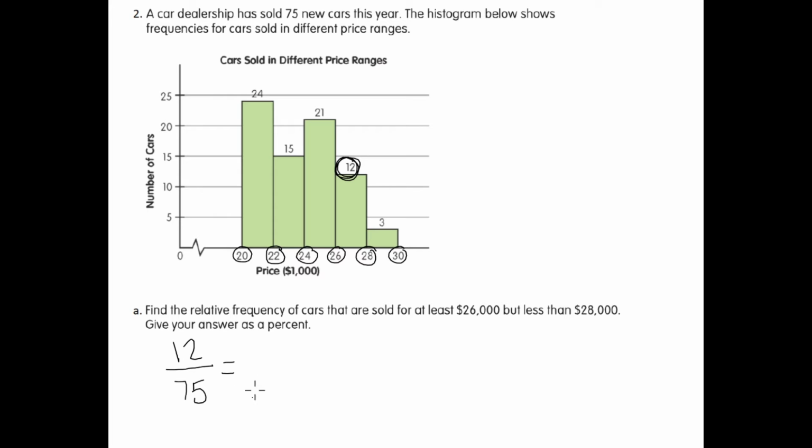When we divide 12 by 75, we get 16 hundredths. It says to give our answer as a percent, so we're going to multiply this by 100 or move 2 to the right. So the relative frequency of cars sold for at least 26,000 but less than 28,000 was 16%.